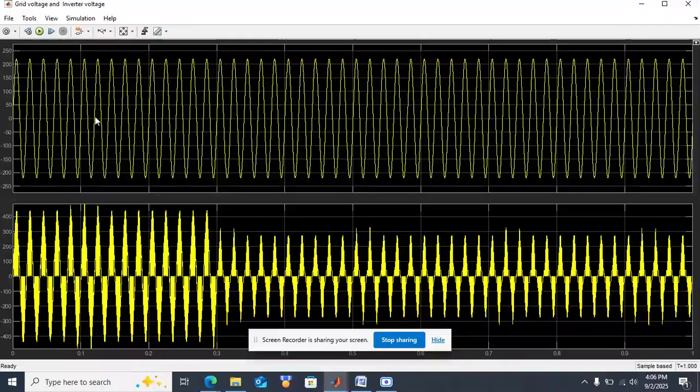Initially when PV is available, the inverter voltage is around 400 volt, and when PV is not available, the inverter voltage is around 300 volt. That is the second waveform. The first waveform is the grid voltage. It is around 230 or 240 volt.